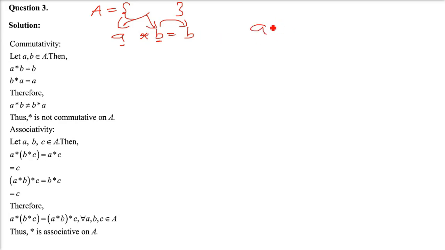So let us start with the commutative. A star B equals B star A. So A star B, B will come. B star A, second value will come. So A will come. So B is not equal to A. So this is not commutative. Star is not commutative on this set.